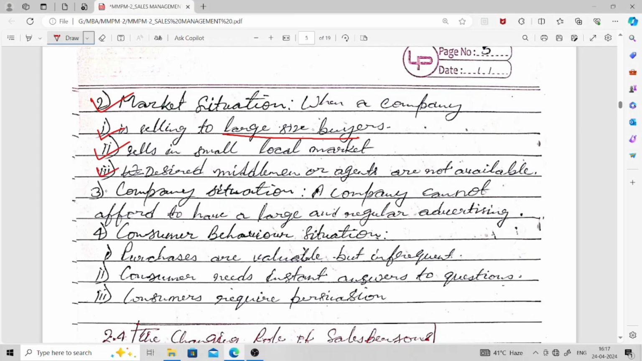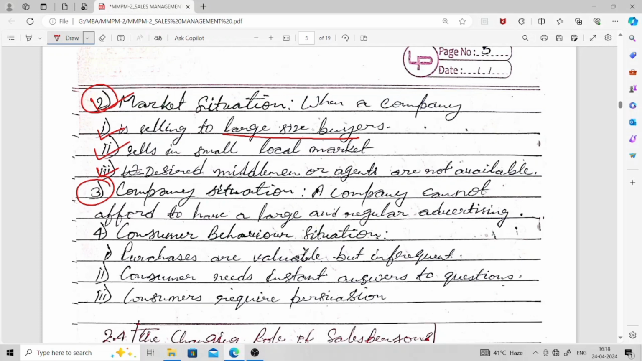Then the third is company situation. First, it was the product situation, on the basis of the kind of product. Second, it was the market situation, on the basis of the kind of market. And the third is the company situation. A company cannot afford to have large and regular advertising. Whenever a company cannot afford large and regular advertising, then in that case personal selling is preferred.